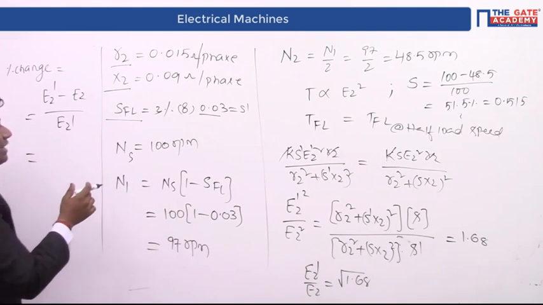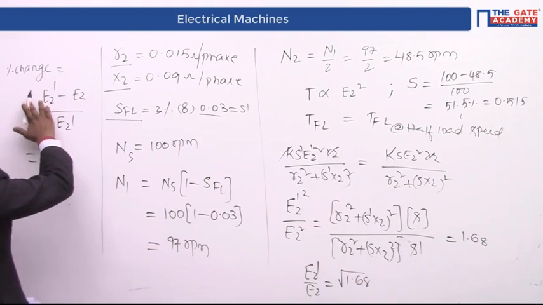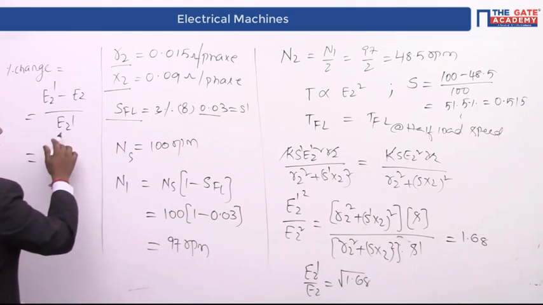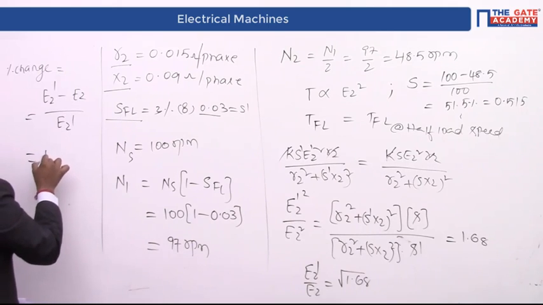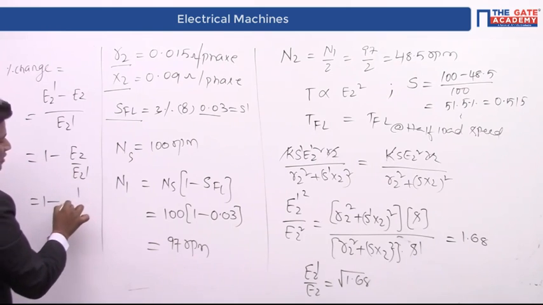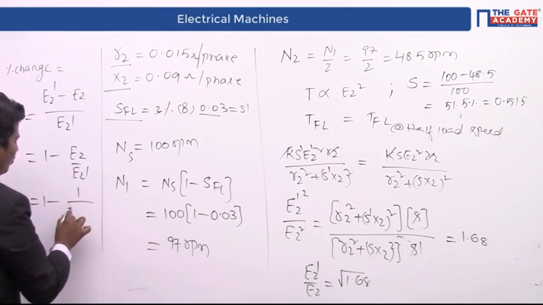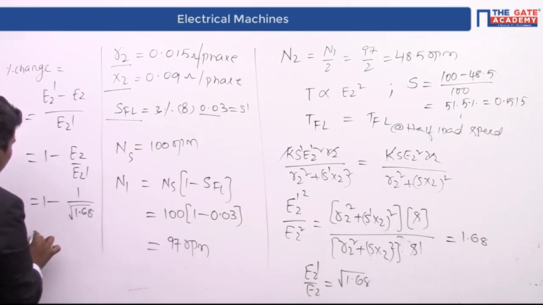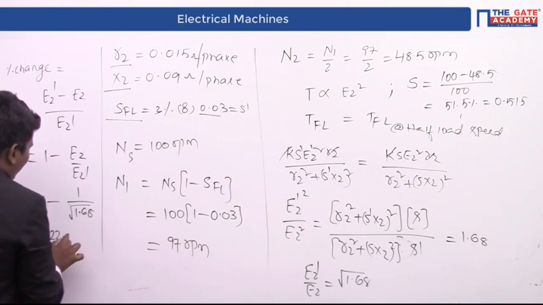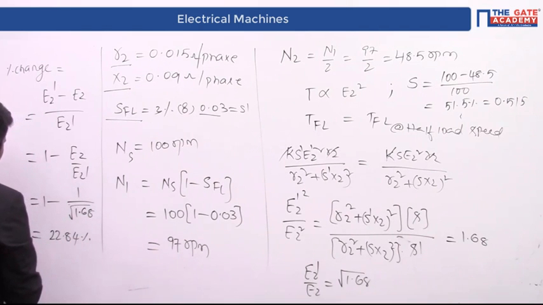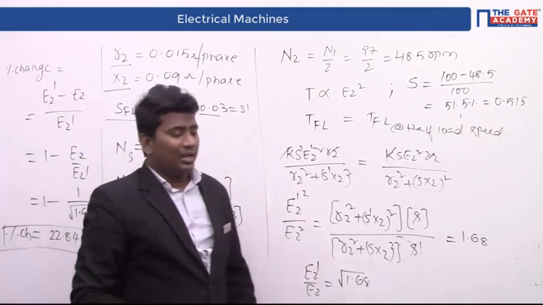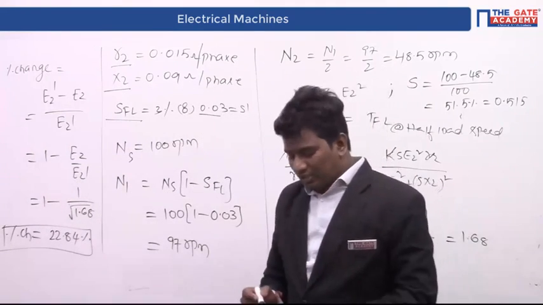Is it right? Or you can write it as the actual voltage before changing the speed, minus the voltage after changing the speed, divided by the actual speed. So can I write this as nothing but E2 by E2 dash, 1 minus 1 by, what is that value? Root 1.68. Then the resultant value is 22.84%. Therefore, the percentage change is 22.84%.